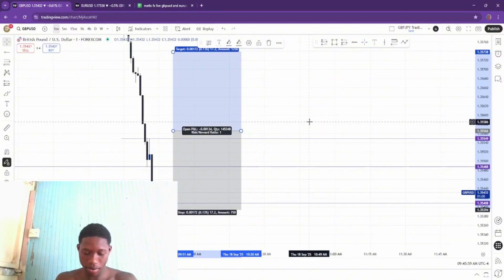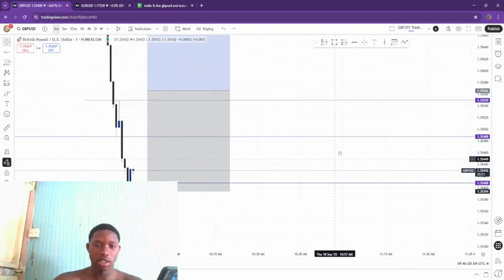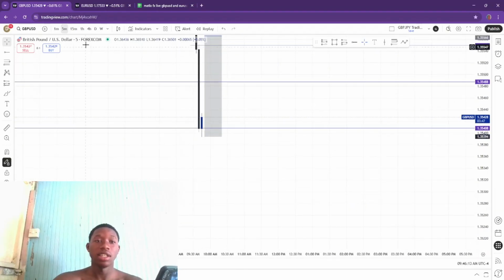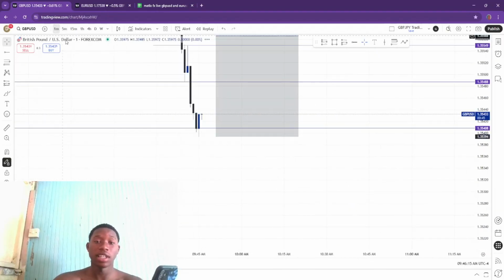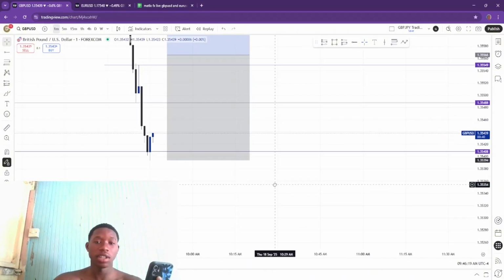Ideally, we want price to break below that and then start shooting up. That's what we want, but life is not about ideals. That's a lovely trade, not gonna lie at all. That's a lovely fucking trade, if that actually plays out, which I know it will.